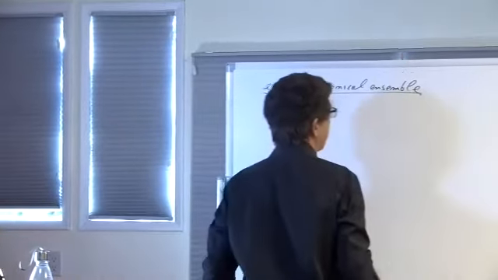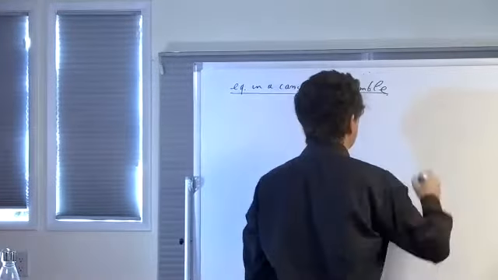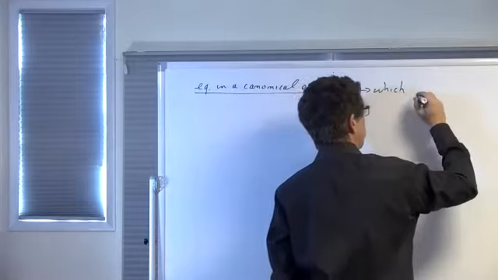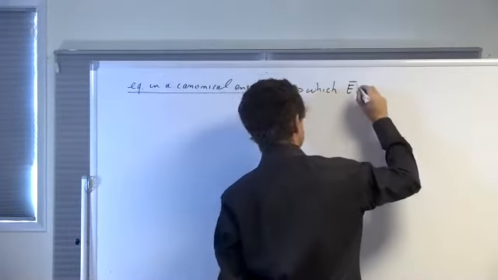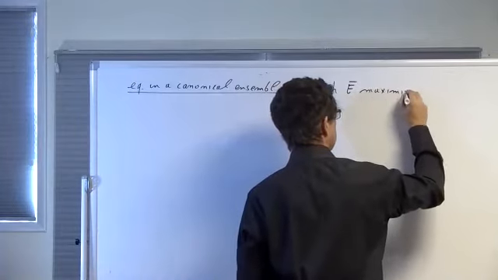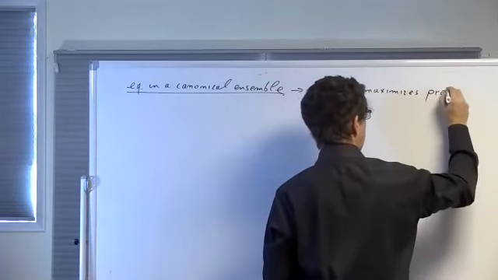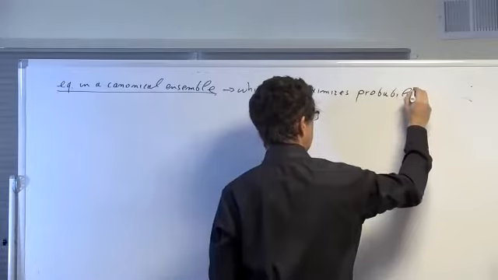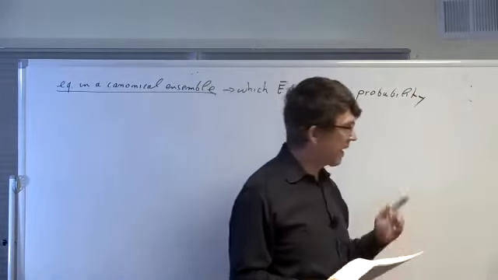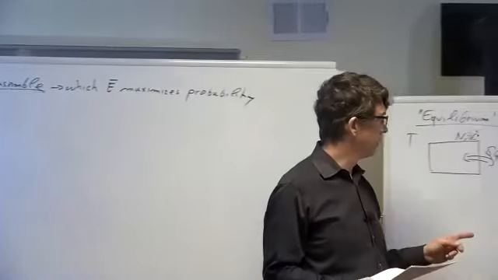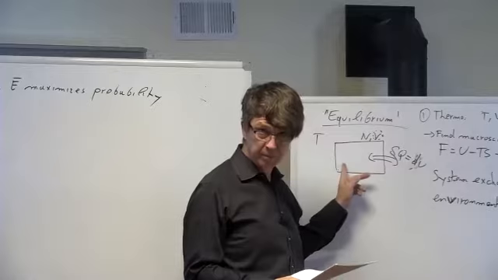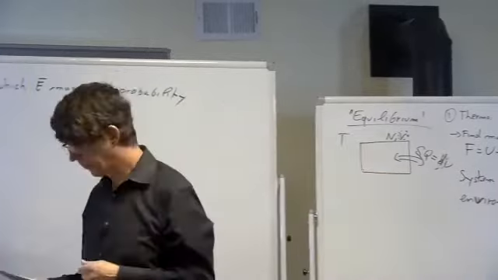So what I want to know is which average energy maximizes the probability. Which average energy is the most likely one that I will see? Because that average energy should be the one that you observe when you minimize the Gibbs free energy, if these two are consistent.